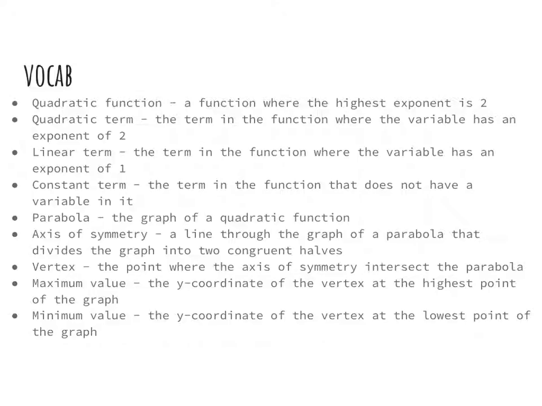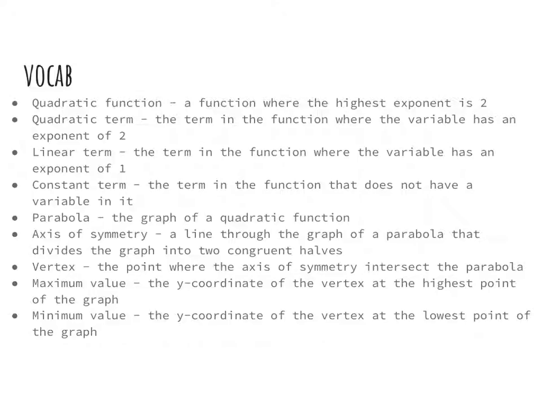First term is quadratic function. That's a function where the highest exponent is 2. The quadratic term is the term of the function where the variable has an exponent of 2. The linear term is the term where the variable has an exponent of 1. And the constant term is the term that does not have a variable with it.